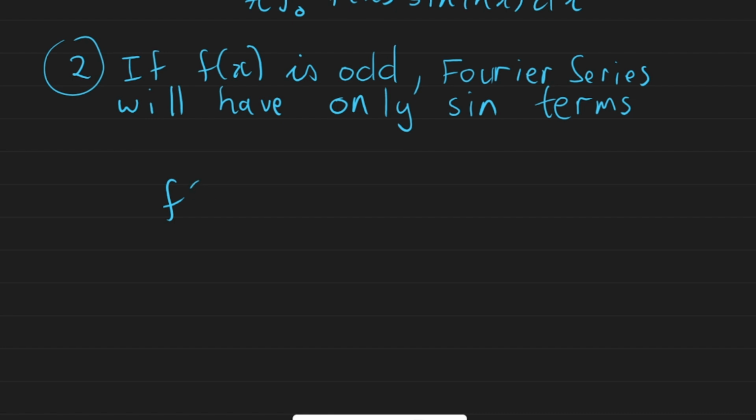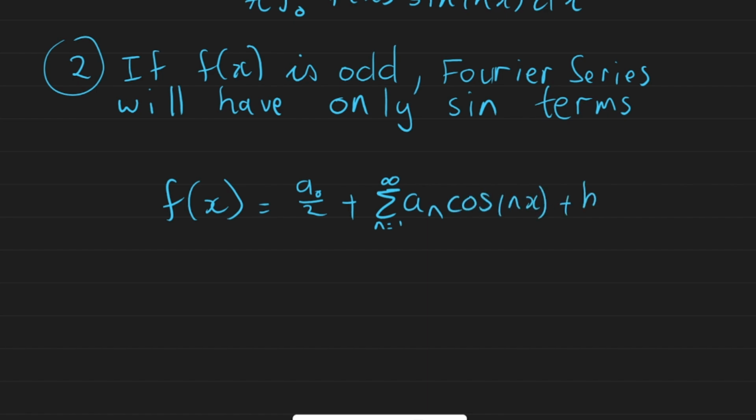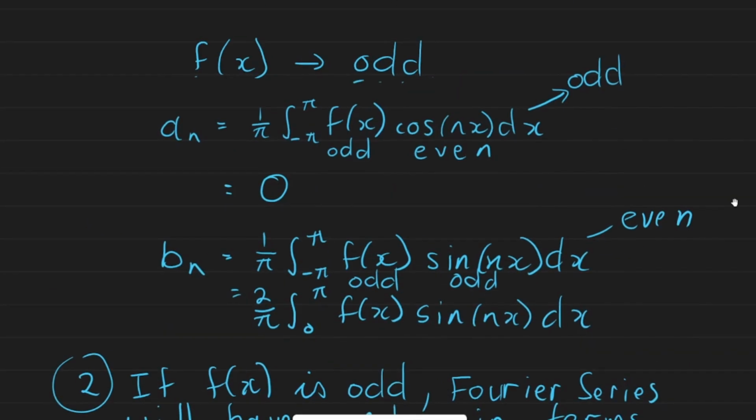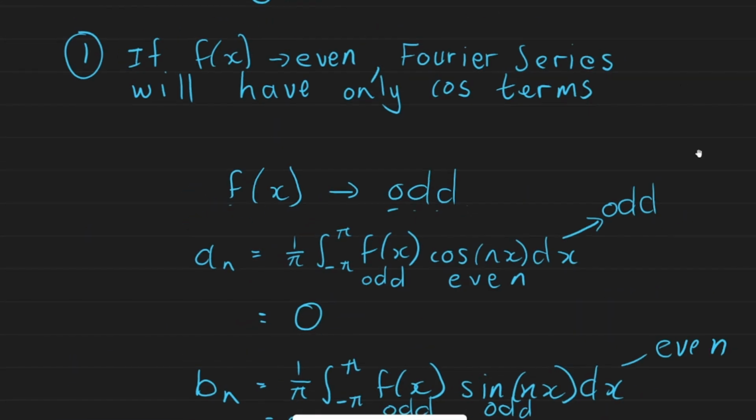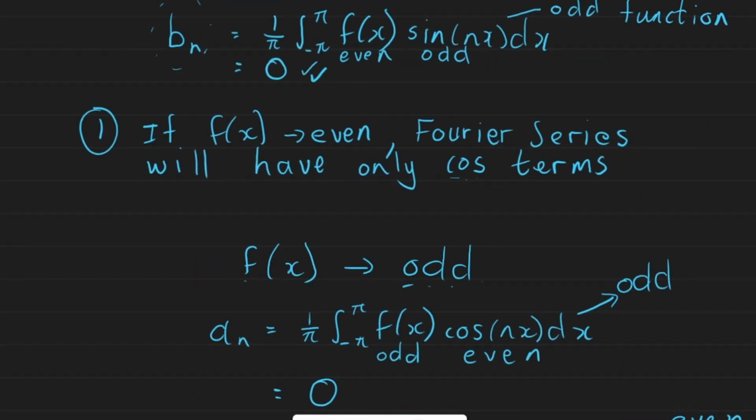So let's just refresh what the Fourier series is. We have a naught over 2 plus the infinite sum that starts from 1 and goes all the way to infinity of an cos nx plus bn sine nx. So if f of x is even, then we won't have these bn terms, we'll only have cos terms. That's what we had said, we had written it down. If f of x is even, we'll only have cos terms because bn will equal 0. So that's what we are saying here.